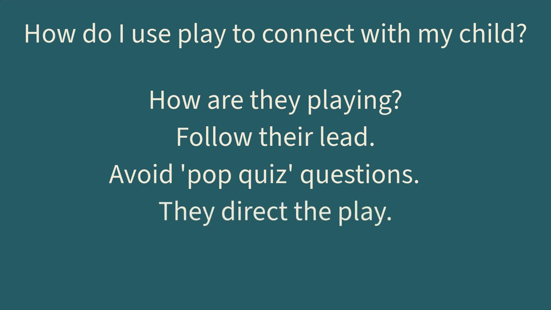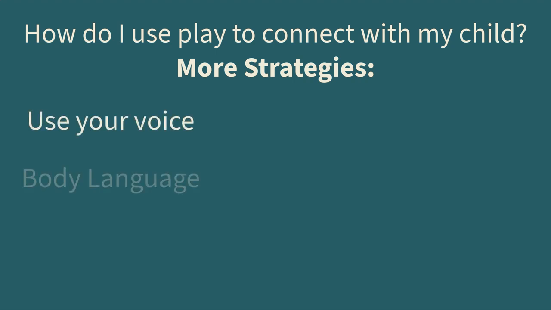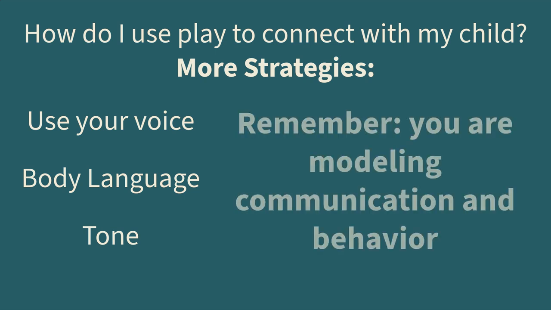There is a time and place for you to influence the play, but when focusing on connection, let your child be in charge. And this will look different with different kids at different developmental stages. Each child is going to have their own preferences and their own styles of play and connecting, and it's important to learn to recognize and to follow those cues. Another way to use play to connect with your child is to use your voice, your body language, and your tone to show that you are interested in the play. Remember, you are also modeling social cues and communication through the way you are interacting with your child.